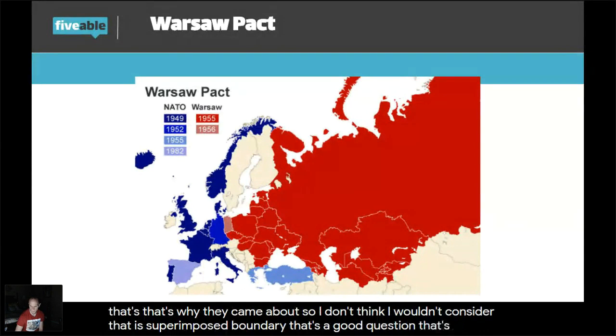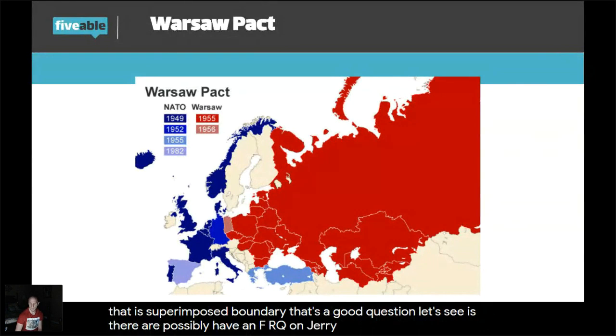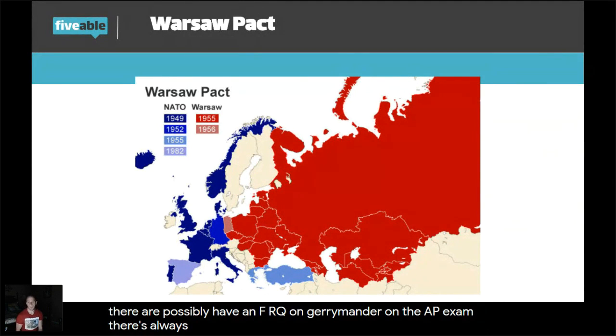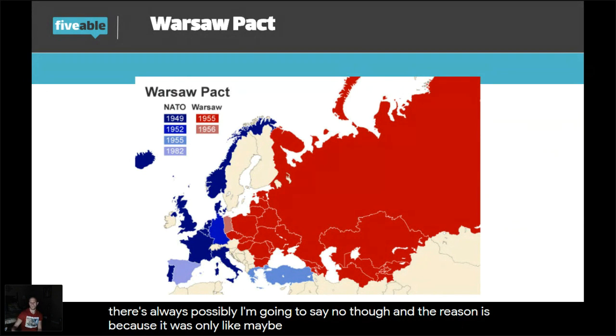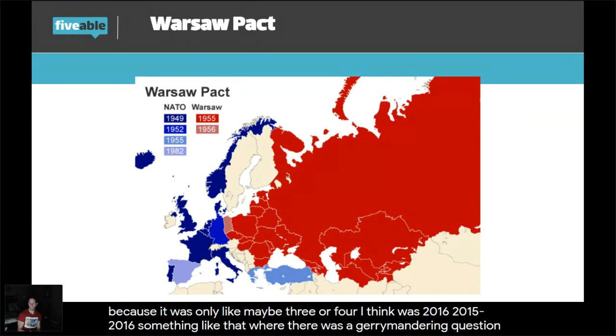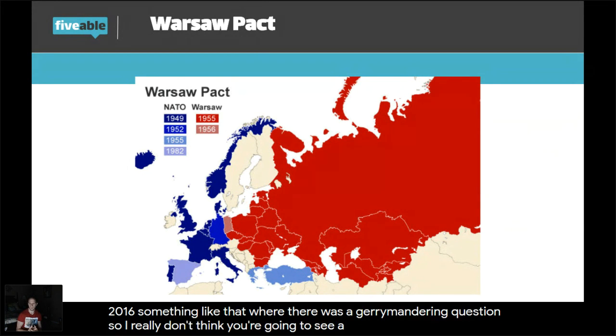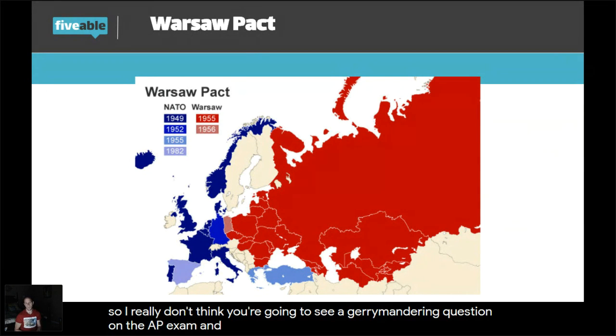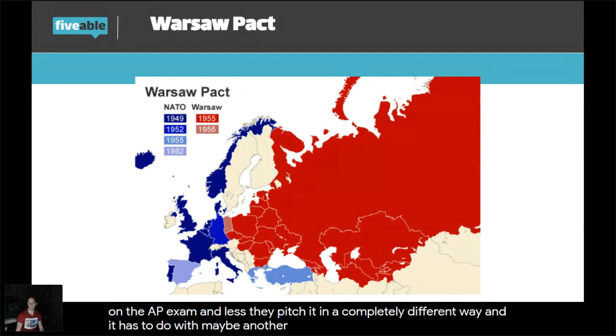Let's see. Is there a possibility of an FRQ on gerrymandering on the AP exam? There's always a possibility. I'm going to say no, though. And the reason is because it was only like maybe 3 or 4, I think it was 2015, 2016, something like that, where there was a gerrymandering question. So I really don't think you're going to see a gerrymandering question on the AP exam unless they pitch it in a completely different way and it has to do with maybe another overarching topic.